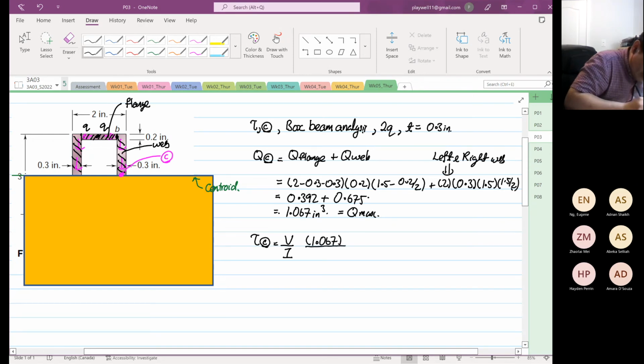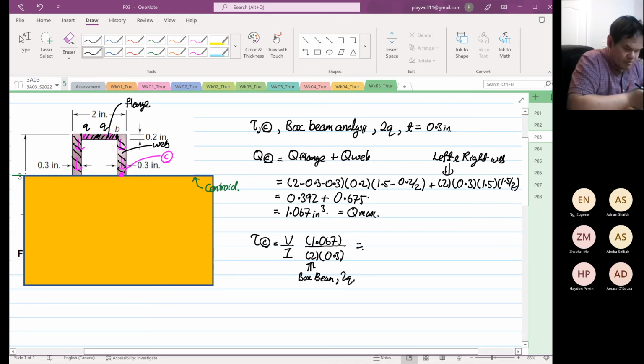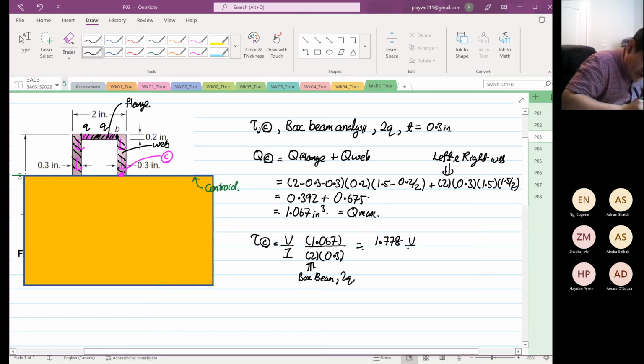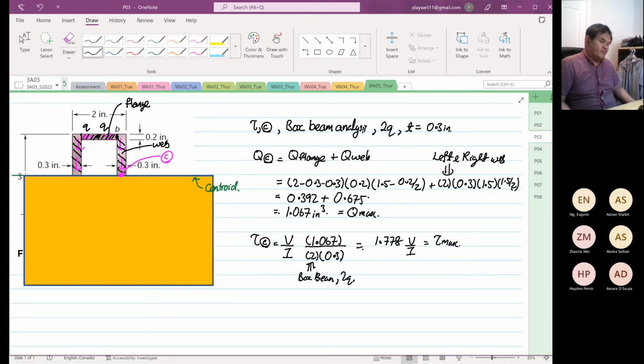1.067. Because it's a box beam, you divide by 2, and then you divide by a thickness of 0.3. Okay, this is because of the box beam, where you have 2Q, right? So 1.067 divided by 2 divided by 0.3 is equal to 1.778. Okay, so you get 1.778 V over I. And we realize that this is equal to our tau max, because the shear stress at point A and point B is only 0.98 V over I.